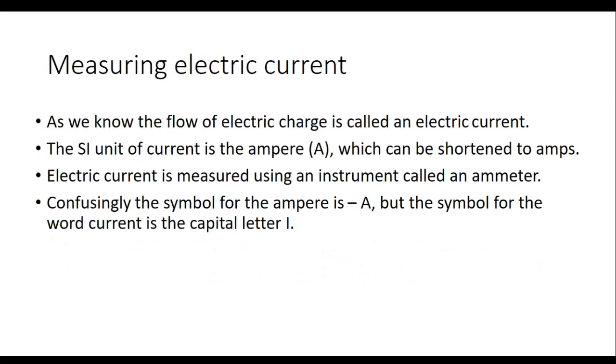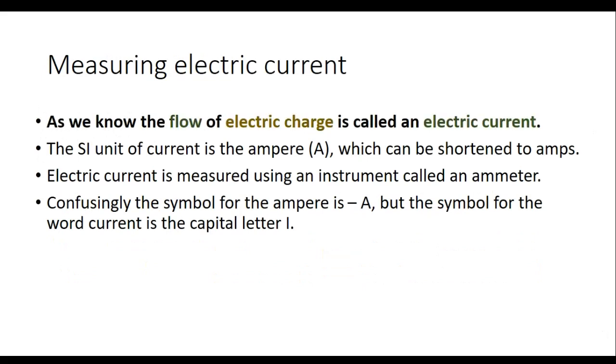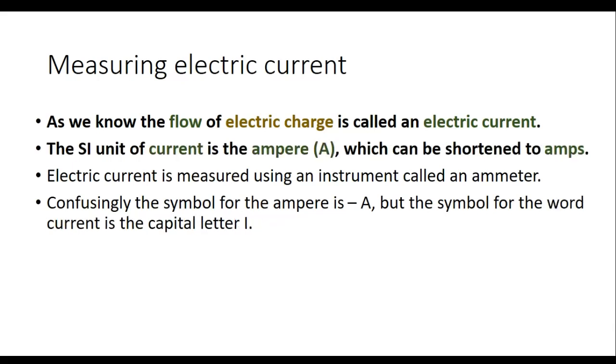Okay, so now we will talk about measuring electric current. We have already spoken about these things, but it is mostly a refresher, though there is some extra information here. As we know, the flow of electric charge is called electric current. So it's the flow of those electrons. That is what current is. The unit of current is amperes, shortened to amps. I did mention before we were mainly using amps as the word for the unit, but the full word is ampere. And that is represented using the symbol capital A.